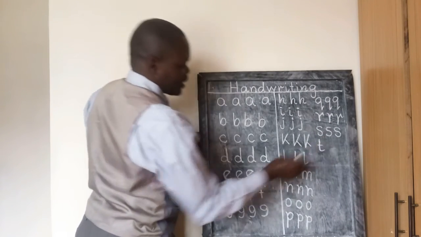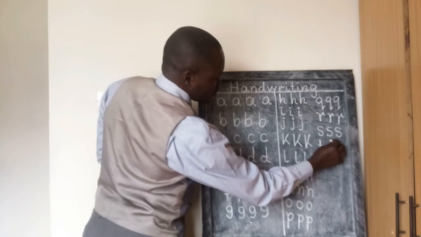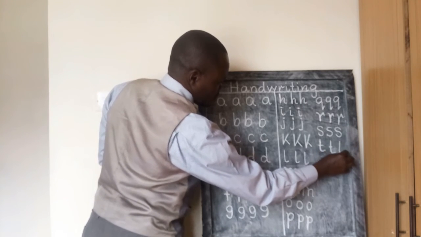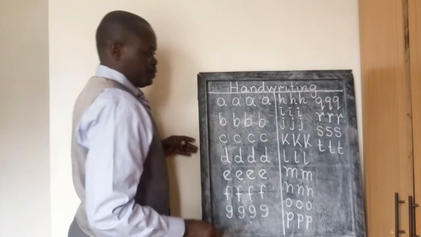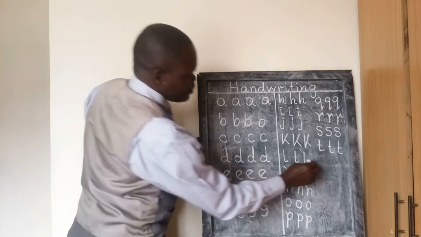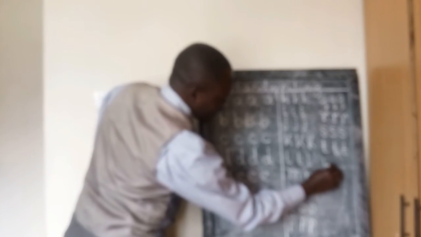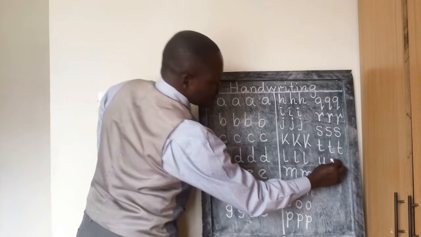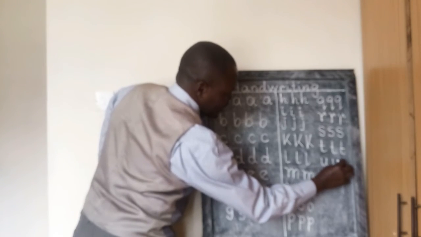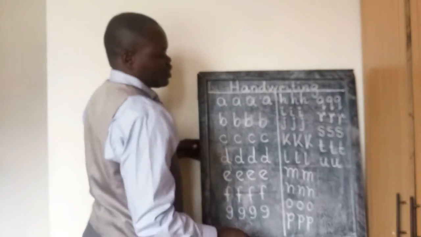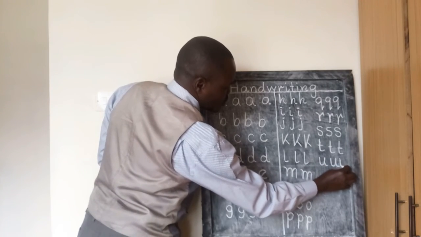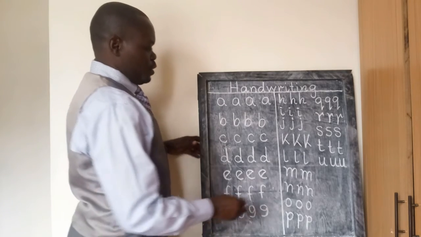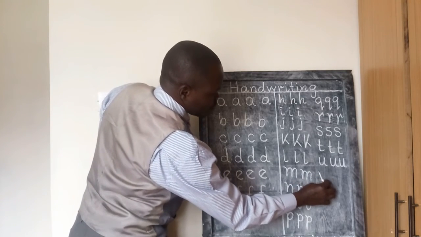T, like L, then put that at the middle. T. U, like that. Make sure you introduce that shape. U, introduce that shape. V, we have mentioned V.